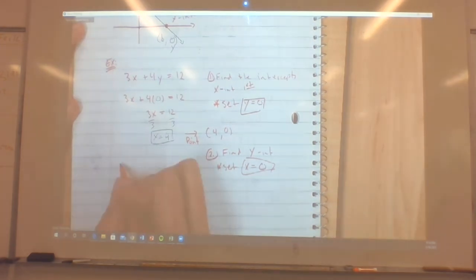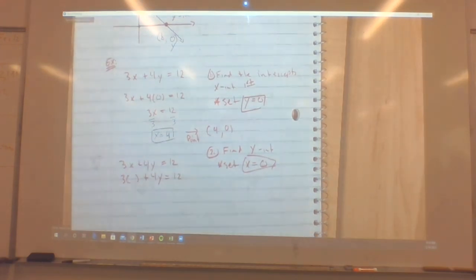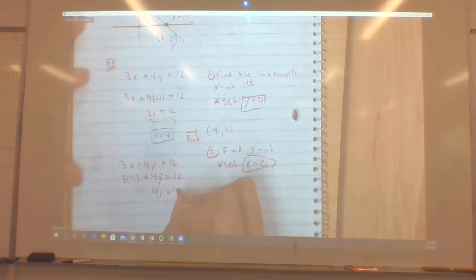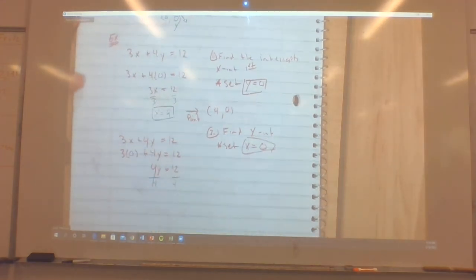So this time we're going to say, again, we have 3x plus 4y equals 12. This time we're going to replace the x value. We're going to keep y alone, equals 12. What do I say x equals? 0. 0 goes here. Anything times 0 is what? 0. We get left with 4y equals 12. How do I get y by itself? I divide both sides by what? 4. 12 divided by 4 is 3. So y equals 3.